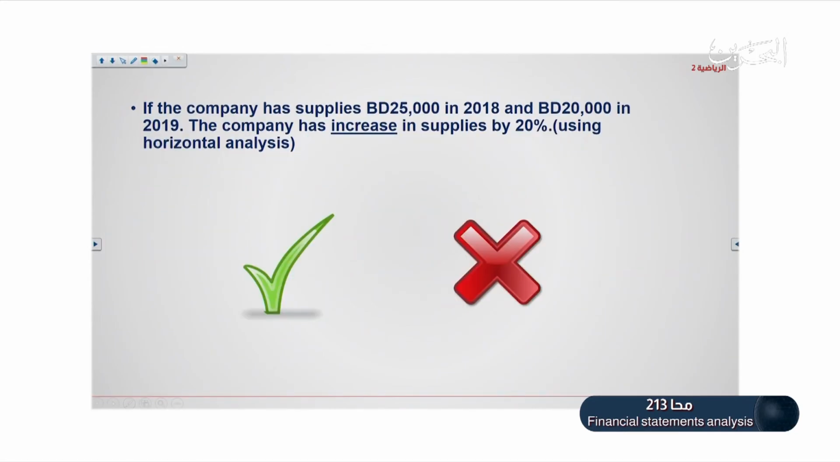Okay, let's see this question. If the company has supplies of 25,000 in 2018 and 20,000 in 2019. 2018 is the old year, so it is the base year. 2019 is the current year, the new year. The company has increased the supply by 20%. Is it true or false? Let's calculate the formula and decide.